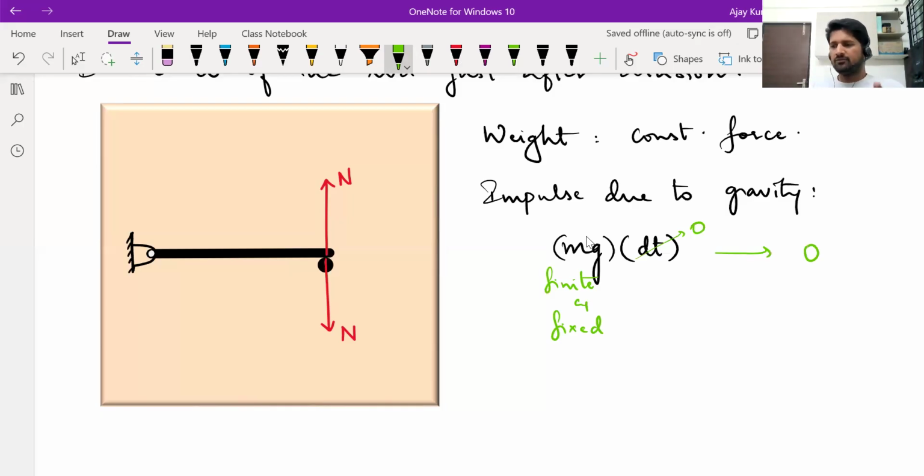Therefore, gravity is not an impulsive force. Gravity cannot cause sudden changes in momentum or motion of a system in a short interval of time. Gradually it can, but suddenly it cannot. We experience this in daily life also, no? Due to weight, nothing happens suddenly. Gradually, yes. Do you all understand this point or not? Any doubt in this?